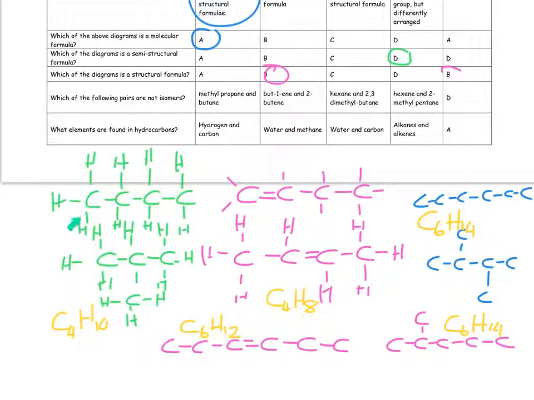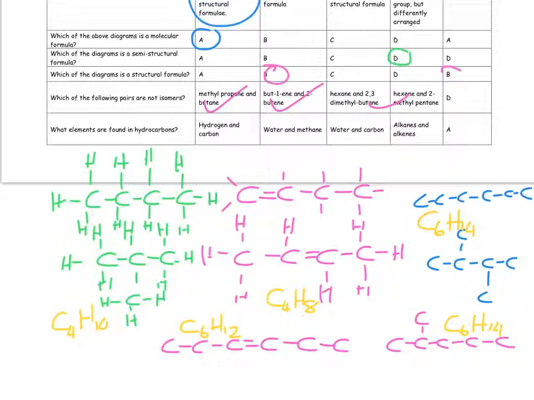If I take a look at these now, you've got butane, 4 carbons, and here is methyl propane. If you count it out, you get C4H10 for both of them. But-2-ene and but-1-ene, the double bond has just moved, but it's C4H8 for both of them. Hexane, 6 carbons, all alkanes, so it's C6H14. Dimethylbutane, 4 carbons with 2 methyl groups on it, C6H14. So these are isomers.